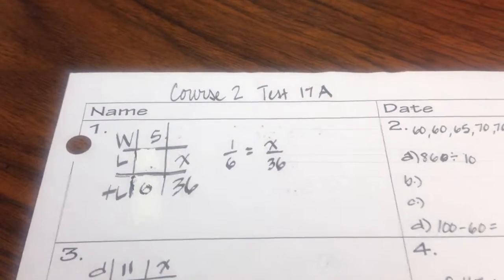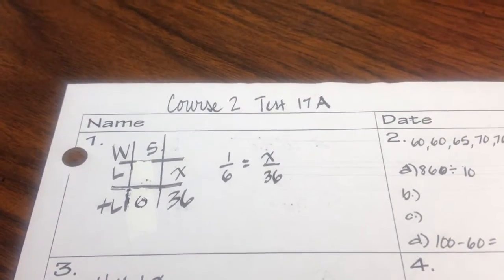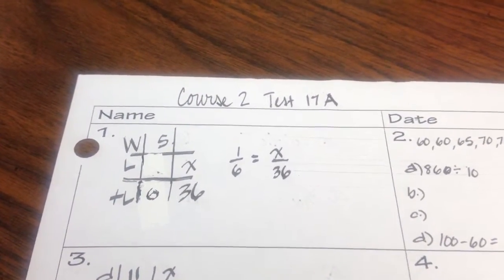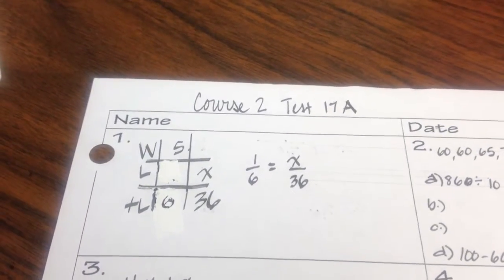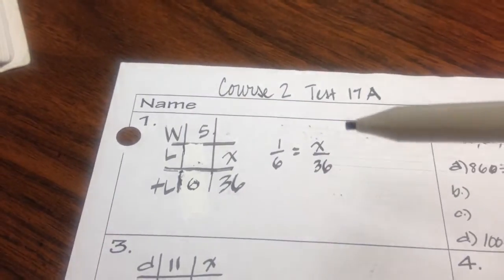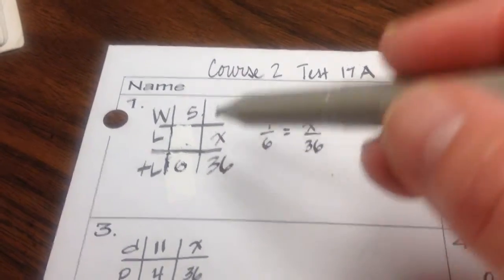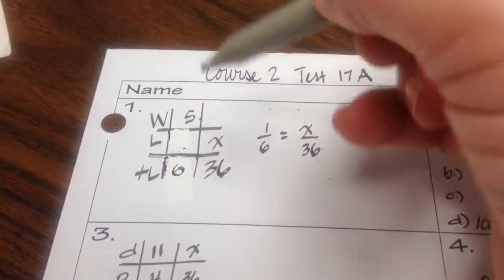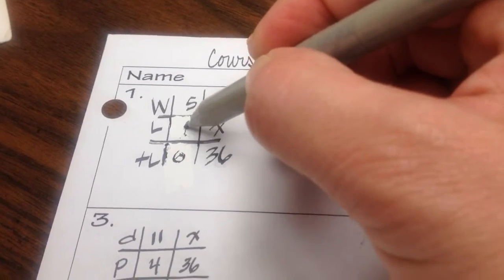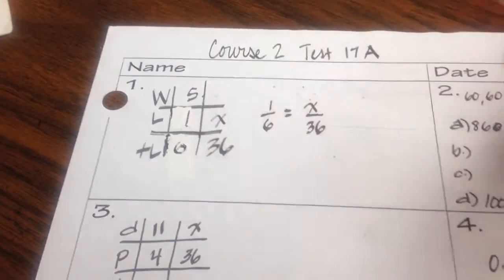So, Course 2, test review for test 17A. 17B will be virtually the same, different numbers, like always. The first one is the team's ratio of games won to games played is 5 to 6. So that means this has to be a 1, right? Because you have to have the total, 5, 1, 6.